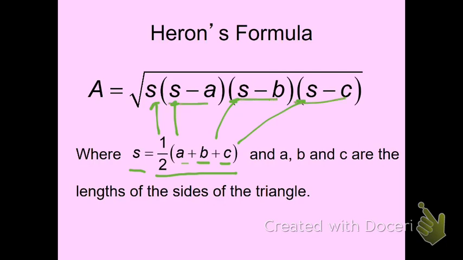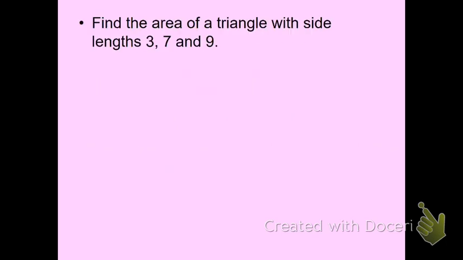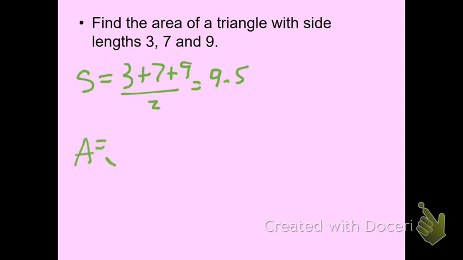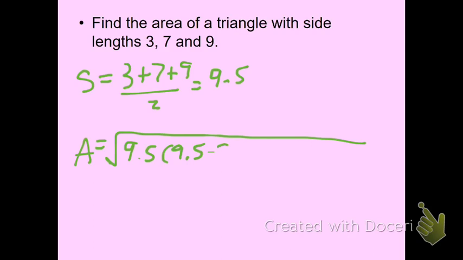So let's try an example. Find the area of a triangle with side lengths 7, 3, and 9. That sounds familiar. So first thing we're going to do is find the semi-perimeter. So that's half the perimeter. So it's going to be 3 plus 7 plus 9, then divided by 2. So that's going to come out to 19 over 2, or we can round that to 9.5. So our area is going to equal the semi-perimeter, so 9.5, times 9.5 minus 9, so 0.5, times 9.5 minus 7, times 9.5 minus 3.